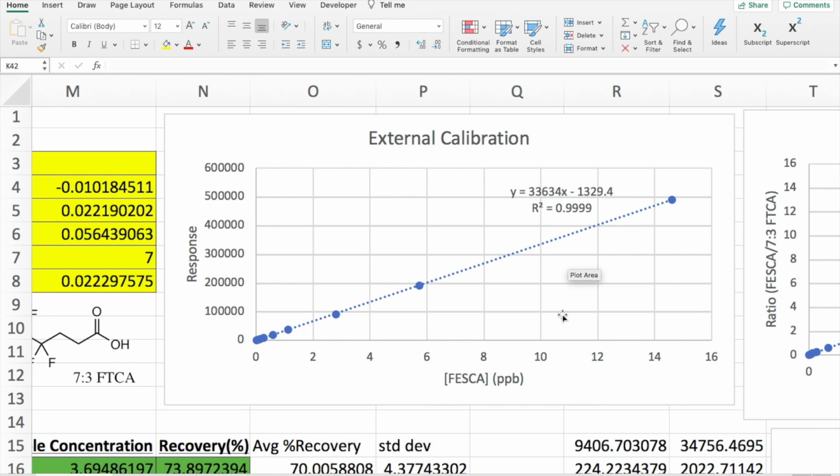This has the benefit of easy sample preparation as well as minimal sample volume is needed. However, this will not account for matrix effects or differences in injection volume.